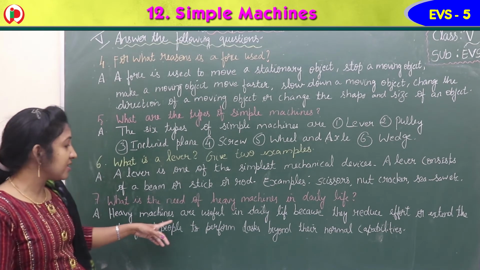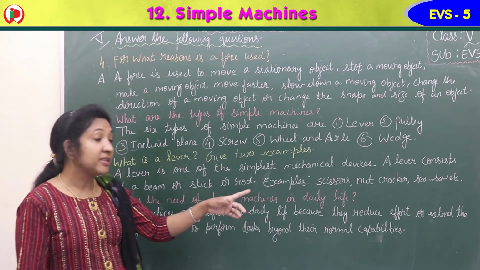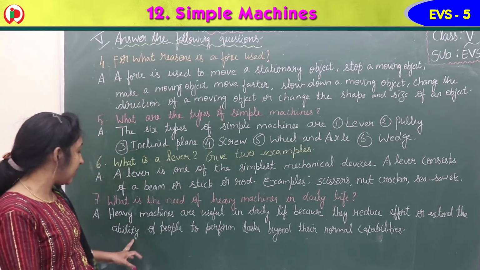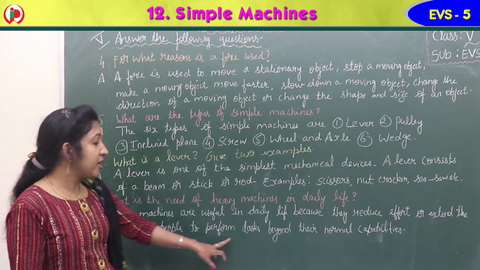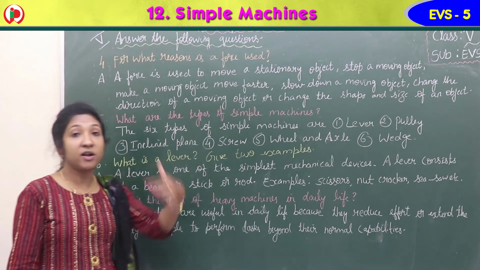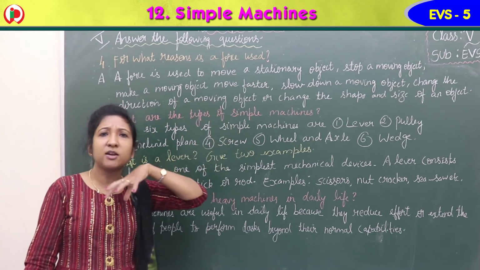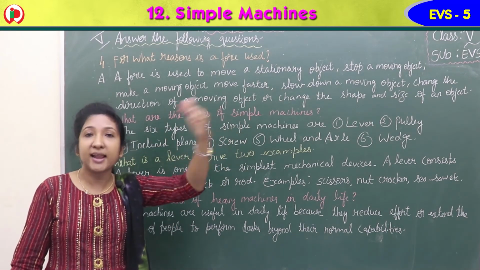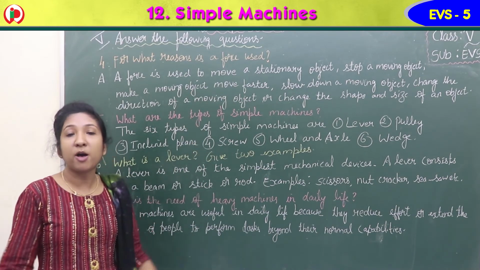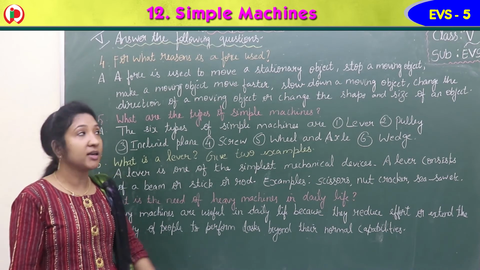So heavy machines are useful in daily life because they reduce effort, our hard work, or extend the ability of people to perform tasks beyond the normal capabilities, beyond our normal level. We are not able to do beyond that level, so that level machines can do. They are able to perform big tasks, big work.